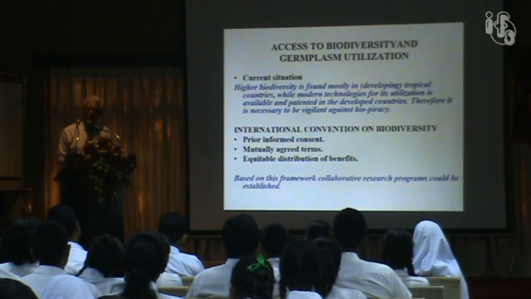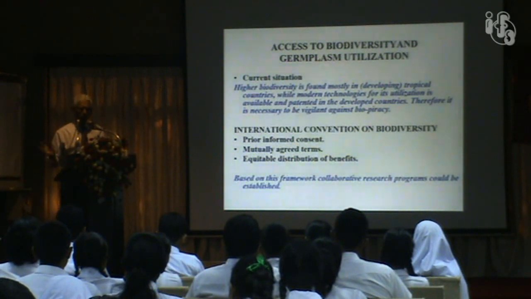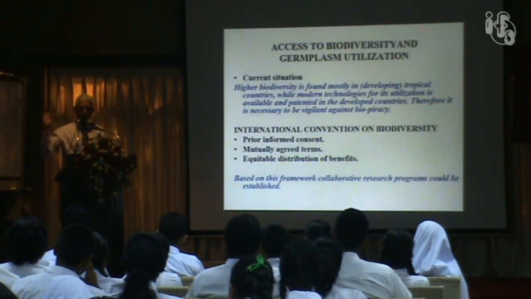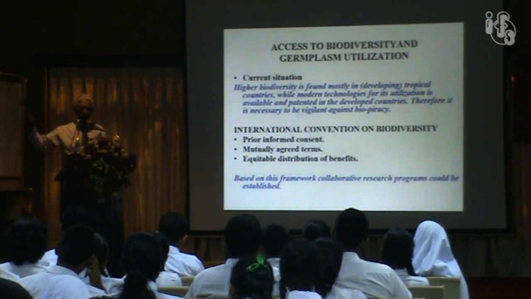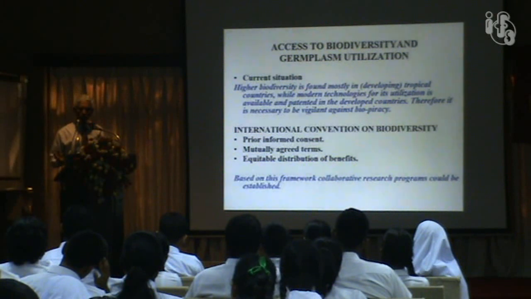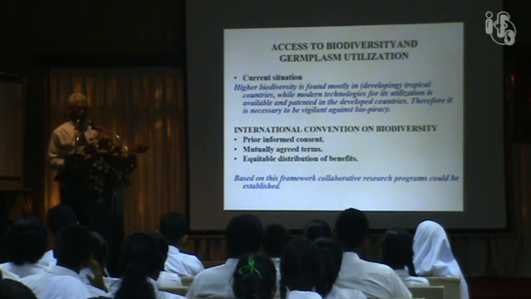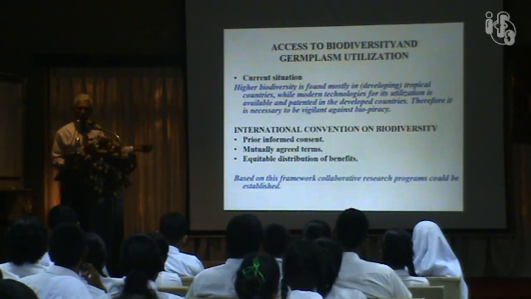When the British came and colonized us in 1815 and then took over our land, they never asked the Sri Lankans if we are going to cut your rainforest and put tea or rubber or coconut. Plantations were established without prior informed consent. You can't do that now. After this convention, there are 156 countries that have signed.